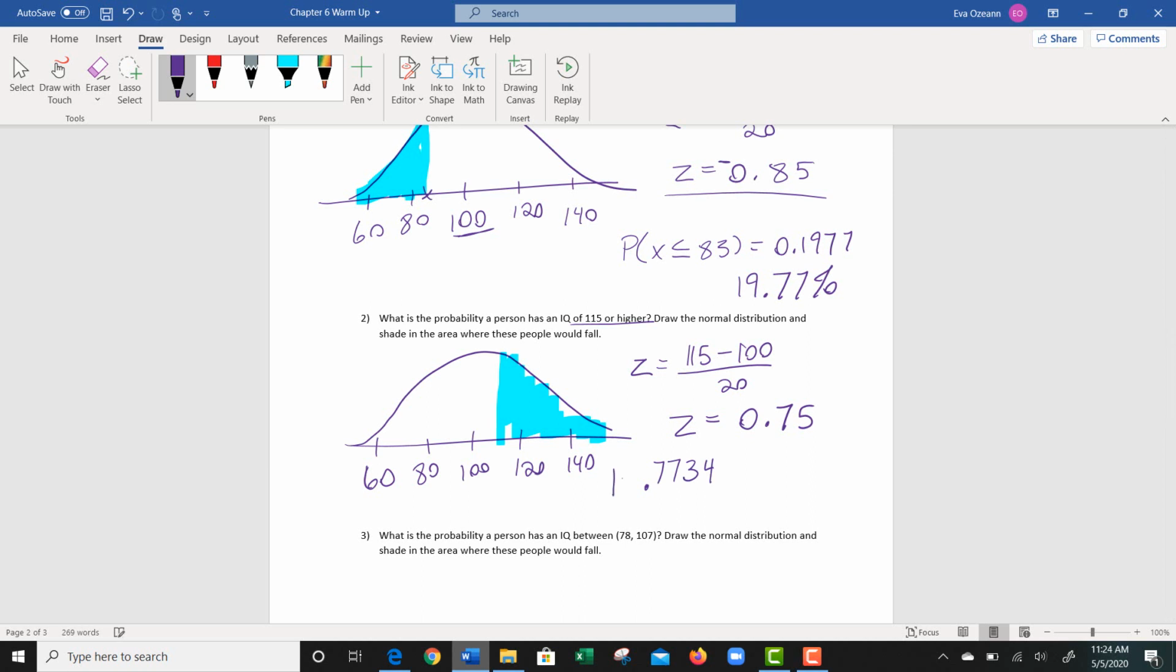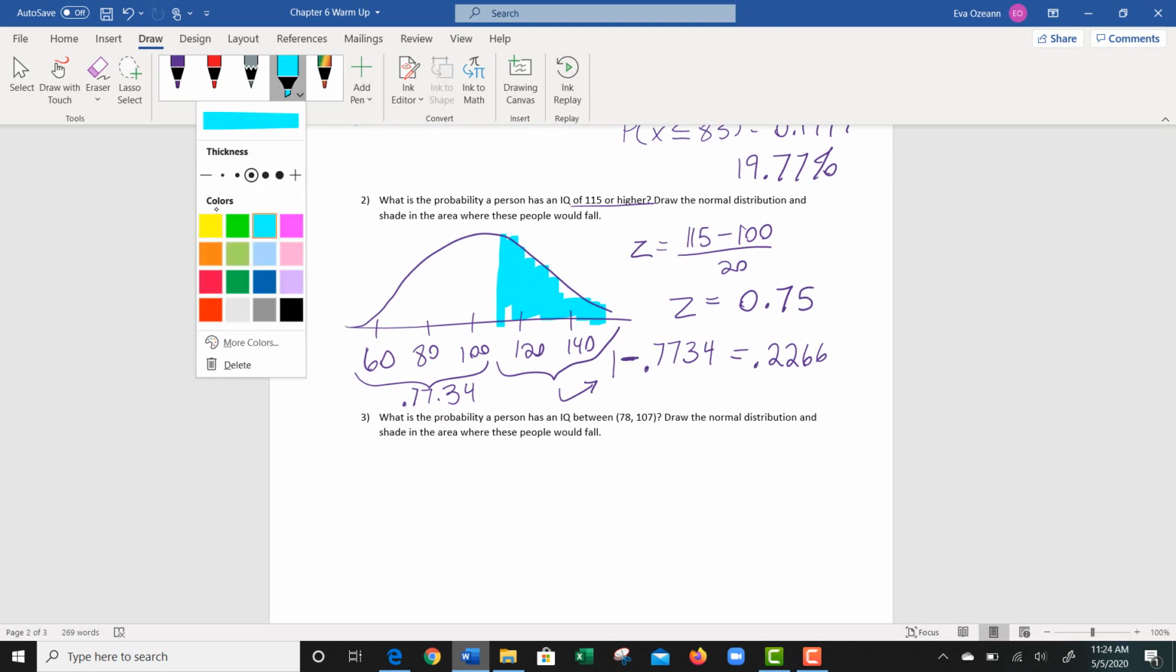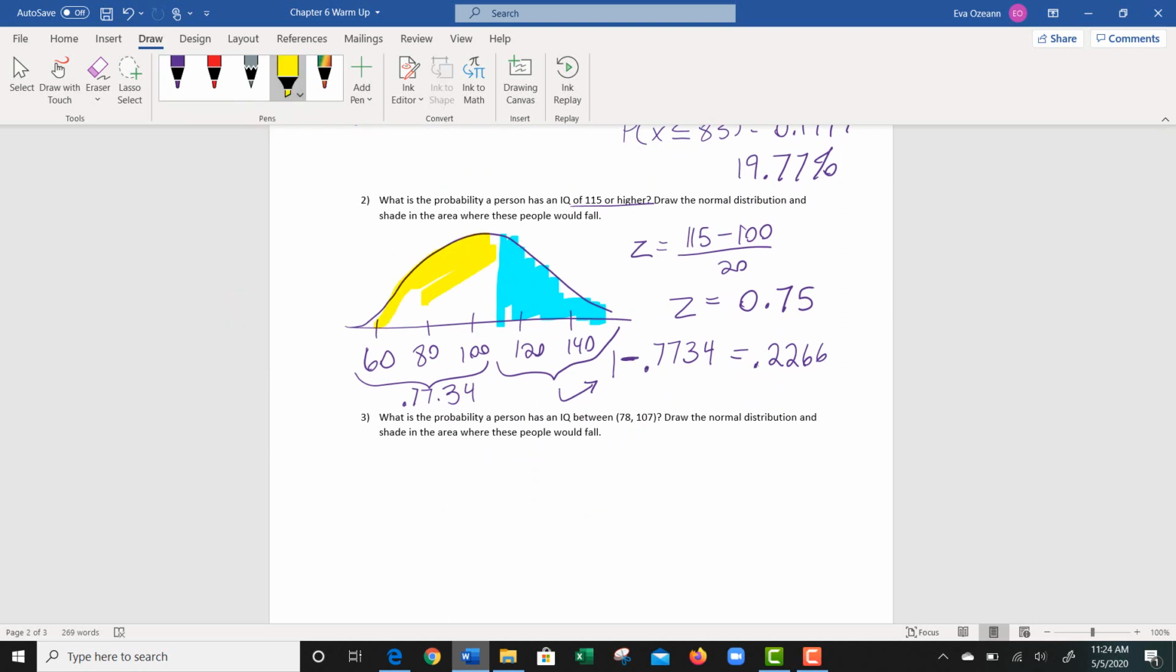But remember, we have to subtract that from 1, because that 0.7734 is this probability over here. We have to figure out what this probability over here is, and that's why we have to subtract it from 1. So when we take that number and subtract it from 1, we are going to get 0.2266. Okay, so just a reminder, this area here is 0.7734. To find the other area, we had to subtract it from 1.